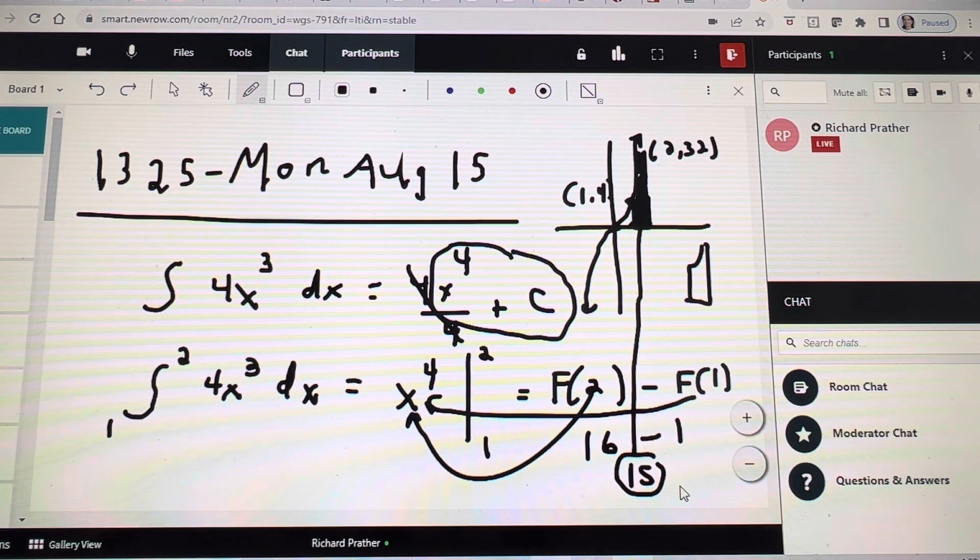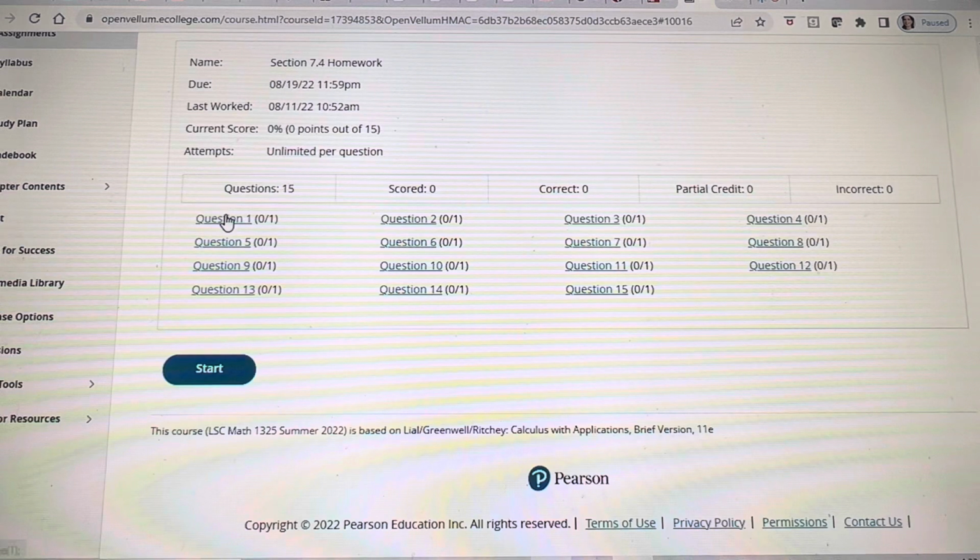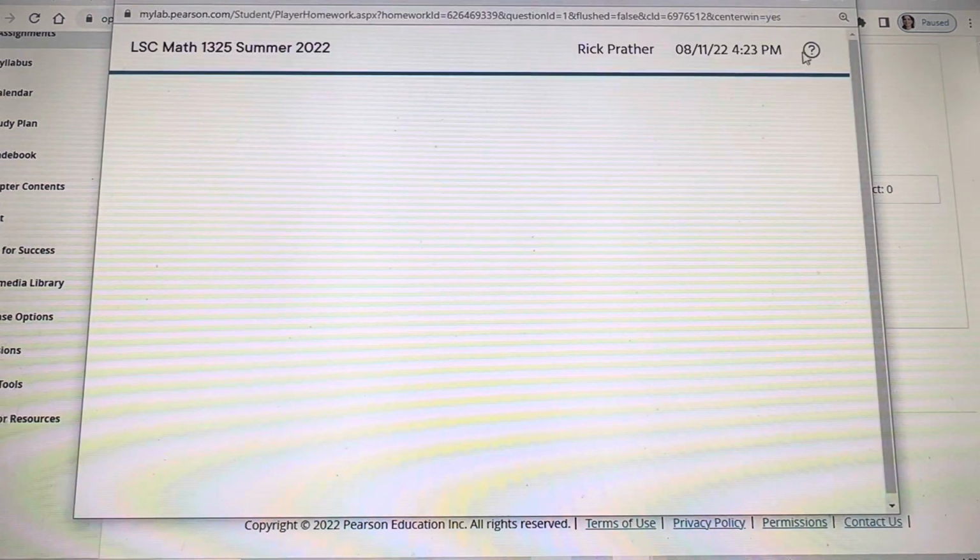So instead of working with geometrical formulas, this is like a shortcut, and you can just do this. This is called the fundamental theorem of calculus. When you do big F of 2 minus big F of 1 to figure out how much area is under a curve from an antiderivative. Okay, so question 1.